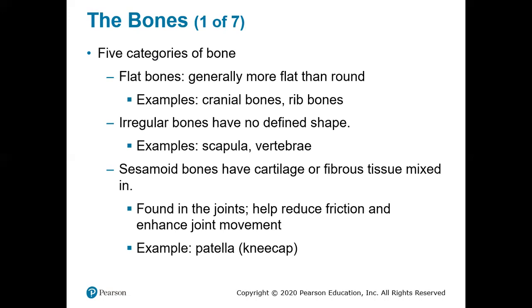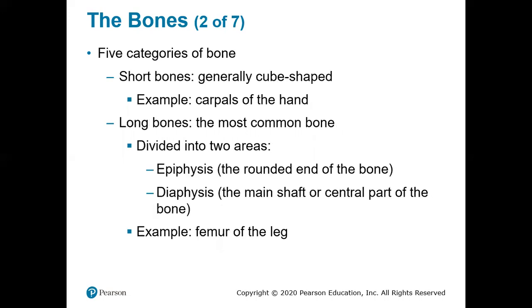Sesamoid bones have cartilage or fibrous tissue mixed in. They're found in the joints. They help reduce friction and enhance joint movement. An example would be the patella, which is the kneecap. Short bones is where we've moved over to page 419. These generally are cube-shaped. An example would be the carpals of the hand.